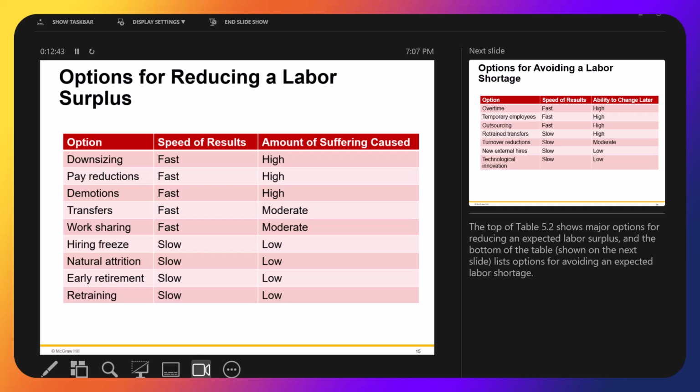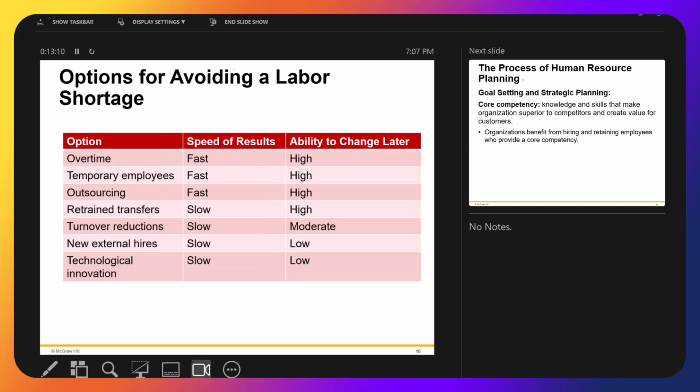And the low is natural attrition, slow and low. You know what attrition means? Natural attrition means basically we're going to wait till people retire to get the numbers down, or people resign or leave the company. Early retirement is slow. That's going to fall within that right up under the natural. And retraining is slow. So we don't get rid of people, but we do retrain them to do other things.